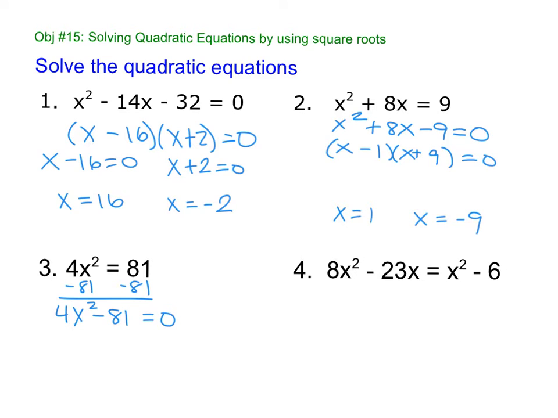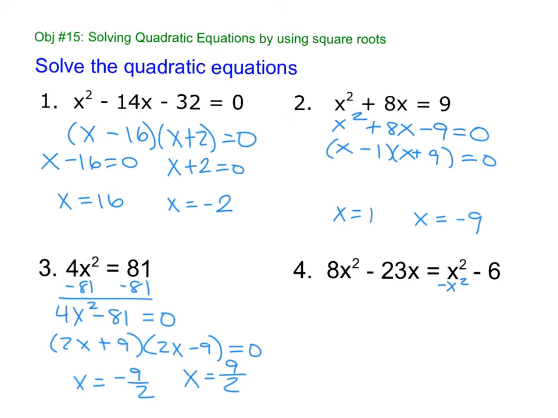That's a DOTS. I have perfect squares and subtraction. 2x plus 9, 2x minus 9 equals 0. So I get x is -9 over 2, and x equals 9 over 2. In this last one, I'm going to subtract x squared, and I'm going to add 6.